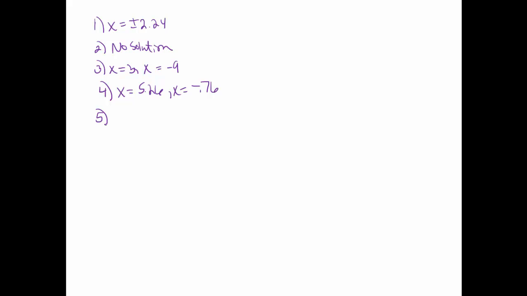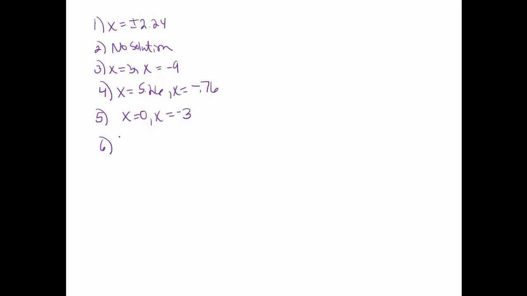the answer is x equals positive or negative 2.24. Number 2, the answer is no solution. 3, the answer is x equals 3 and x equals negative 9. Number 4, the answer is x equals 5.26 and x equals negative 0.76. Number 5, we should get x equals 0 and x equals negative 3.